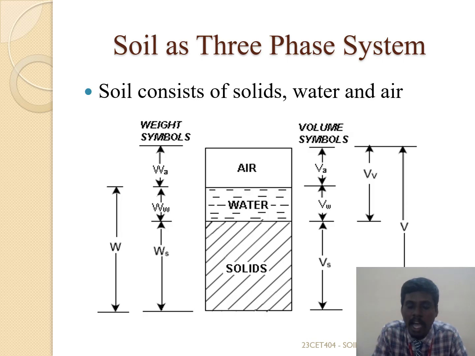So initially we have to know about the difference between them. The total weight of soil W is equal to Ws, weight of solids, plus weight of water Ww. And the total volume of soil V is equal to Vs plus Vw plus Va.